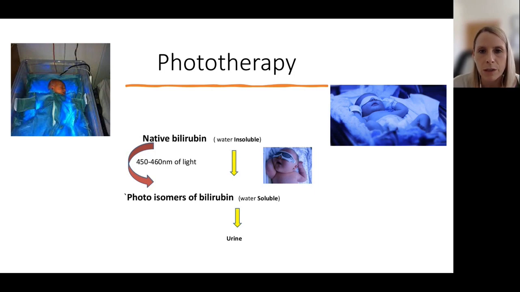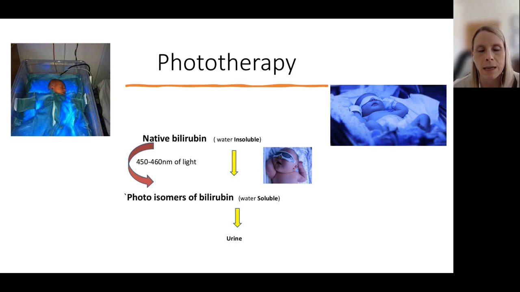And you can see from the pictures, we have to protect the baby's eyes when we do this with little goggles. They can either be on a billy bed, which is a kind of mattress which has got the light underneath, or they can have an overhead light. And sometimes if babies have got high levels of bilirubin, we might want to use the underneath billy bed and lights on top so we can get the maximum surface of the baby's skin exposed to the light.